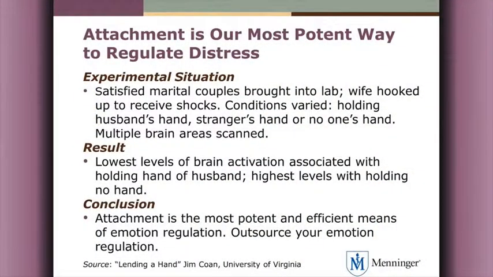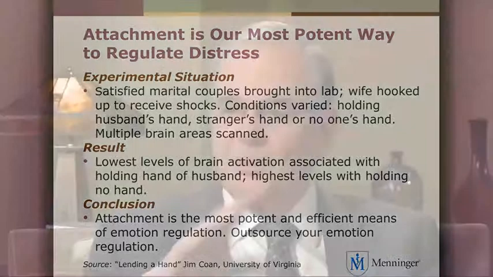So the conclusion is that if you're feeling connected to somebody who you feel secure with and trust, this takes a huge load off your brain. I actually wrote a little blog post for the Menninger blog called Attach and Give Your Brain a Break. So the point of this study is that our most potent and efficient way of regulating emotional distress is to be connected with another person whom you trust.